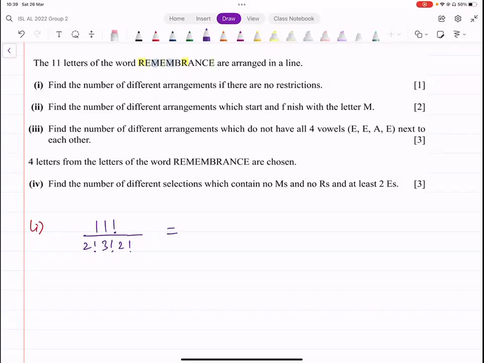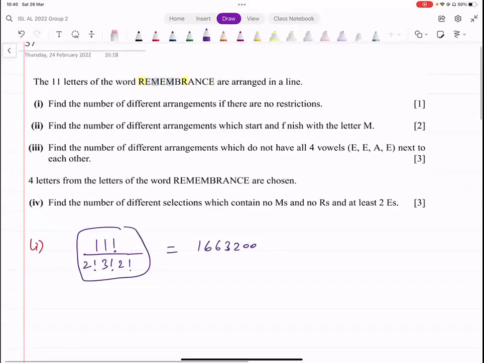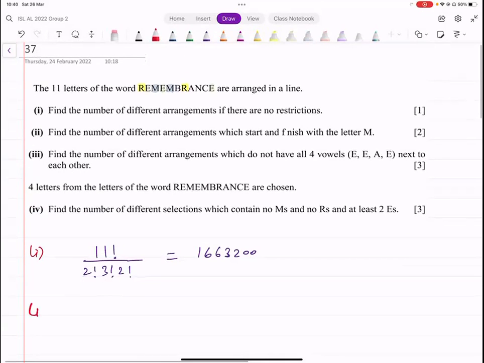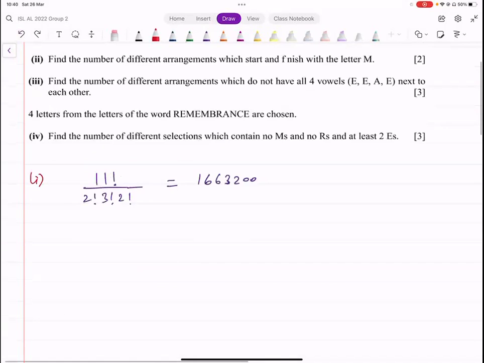So what do we get from this? 39916800. Okay, so that was the first part. Okay, pretty straightforward. Let's look at the second part now.